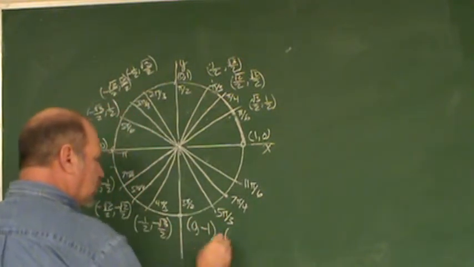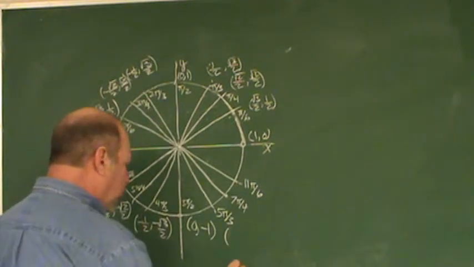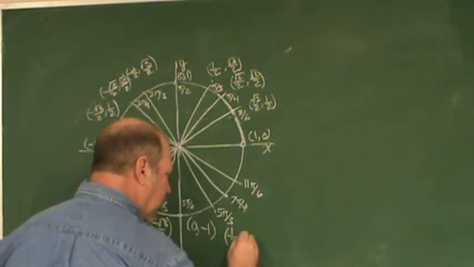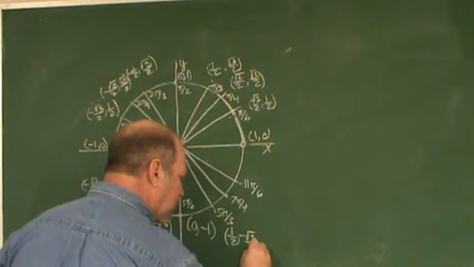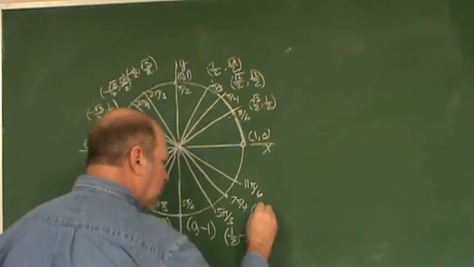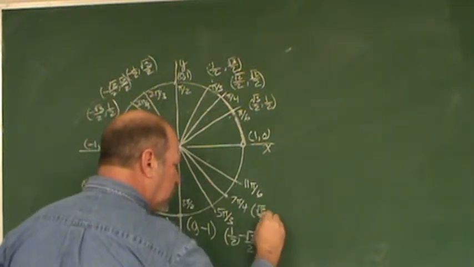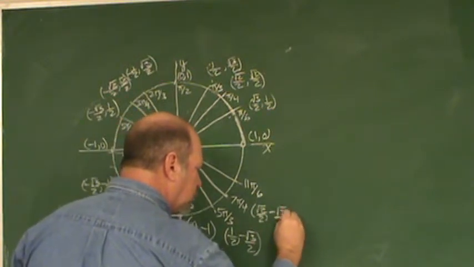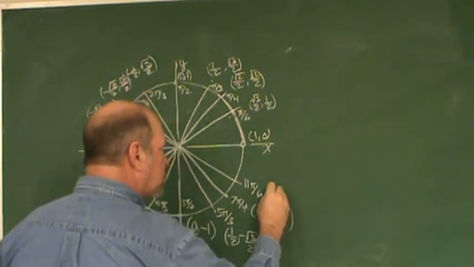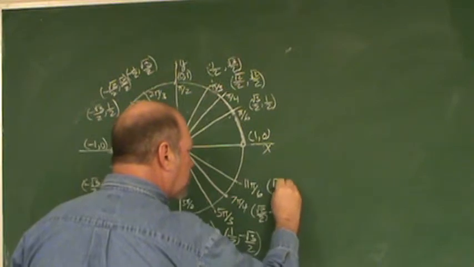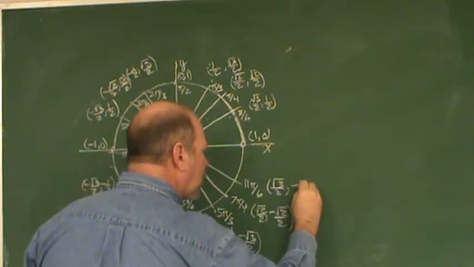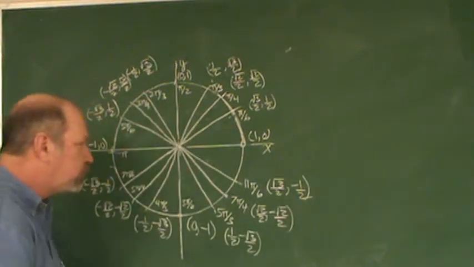Well, that's going to be positive x, negative y. So you're going to have positive 1/2, negative square root of 3 over 2. This is going to be positive square root of 2 over 2, negative square root of 2 over 2. This will be positive square root of 3 over 2, negative 1/2.